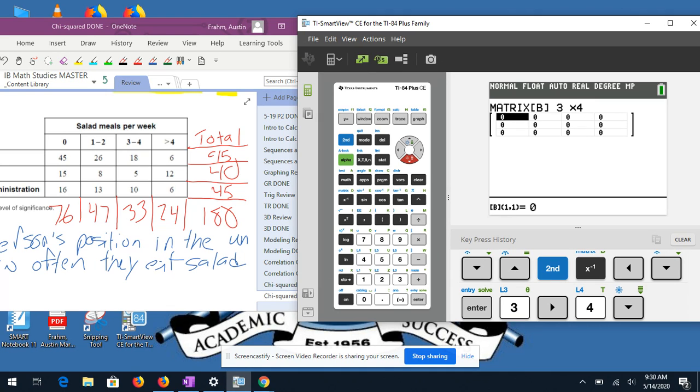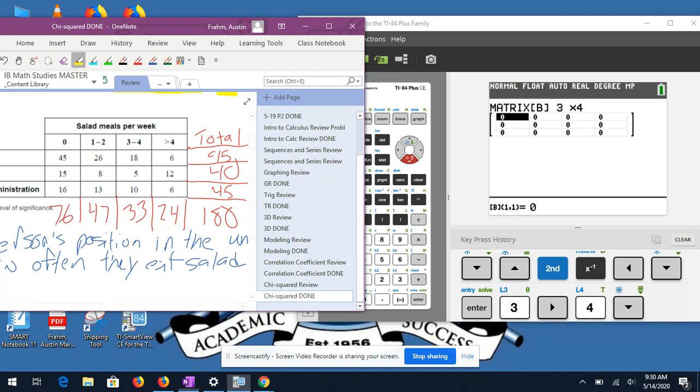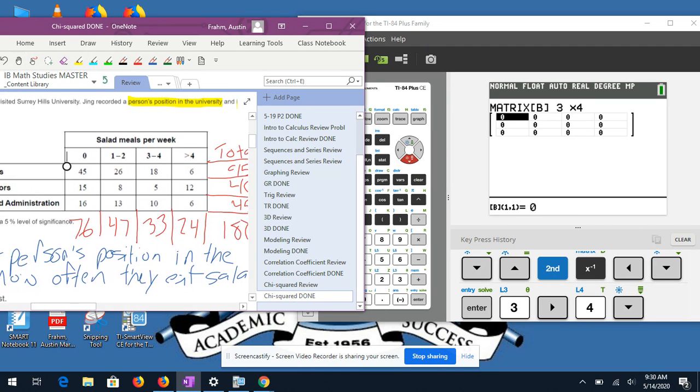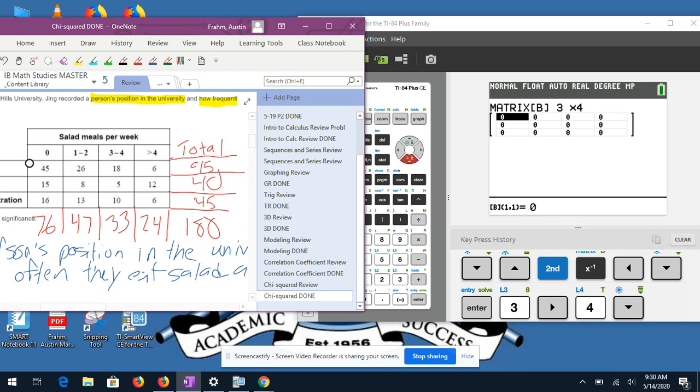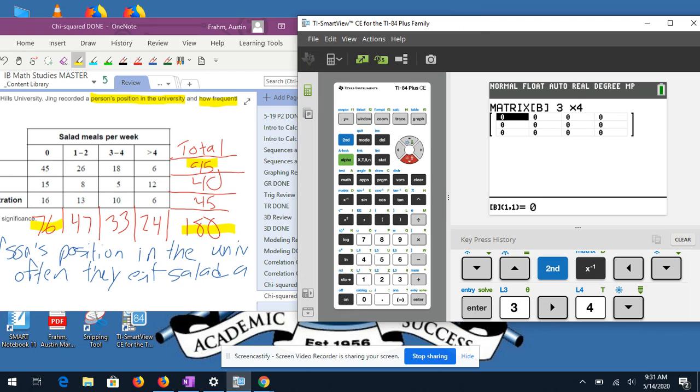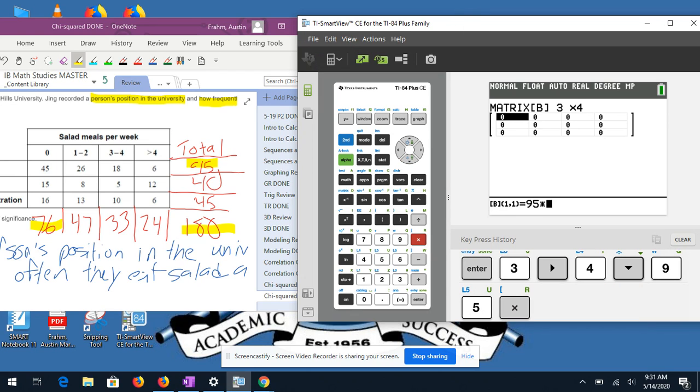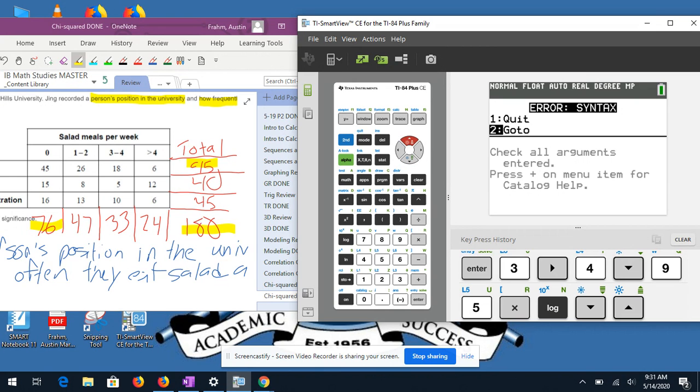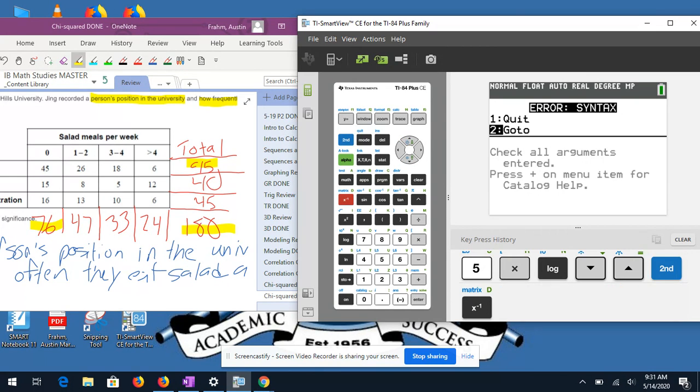So in this top left box, which would be the students who eat 0 salads per week, the row total is 95, the column total is 76, and the sample size is always 180. So on my calculator, I would do 95 times 70, oh, now I got this all mixed up. Sorry about that.